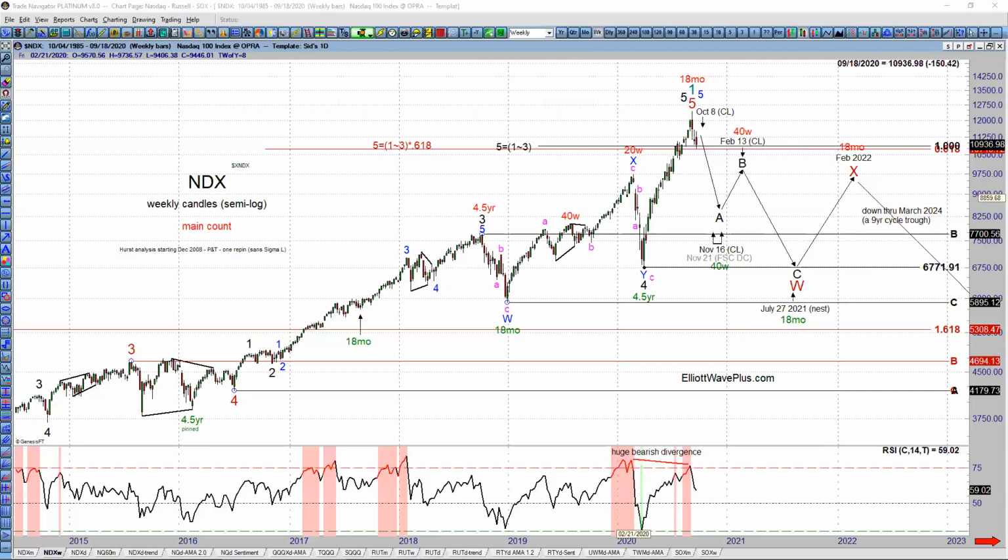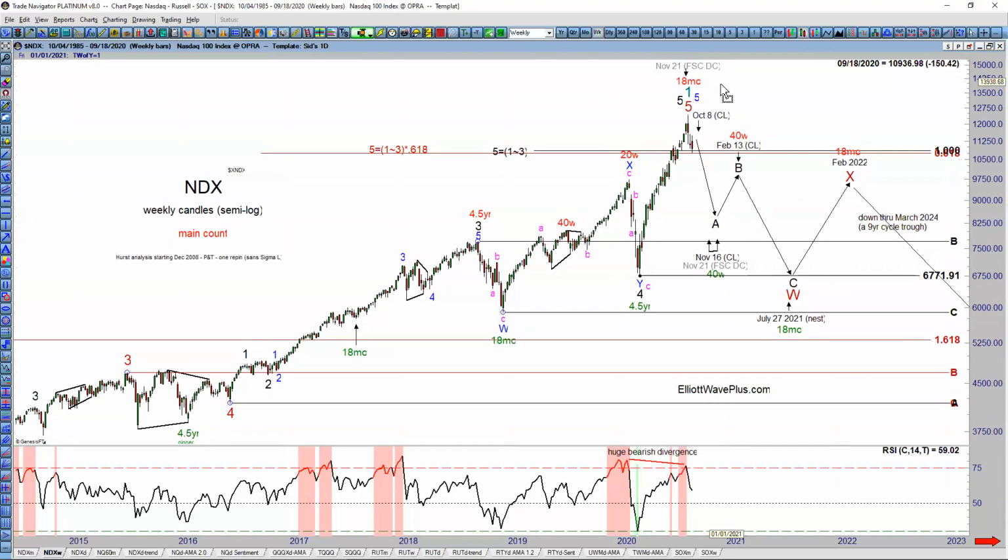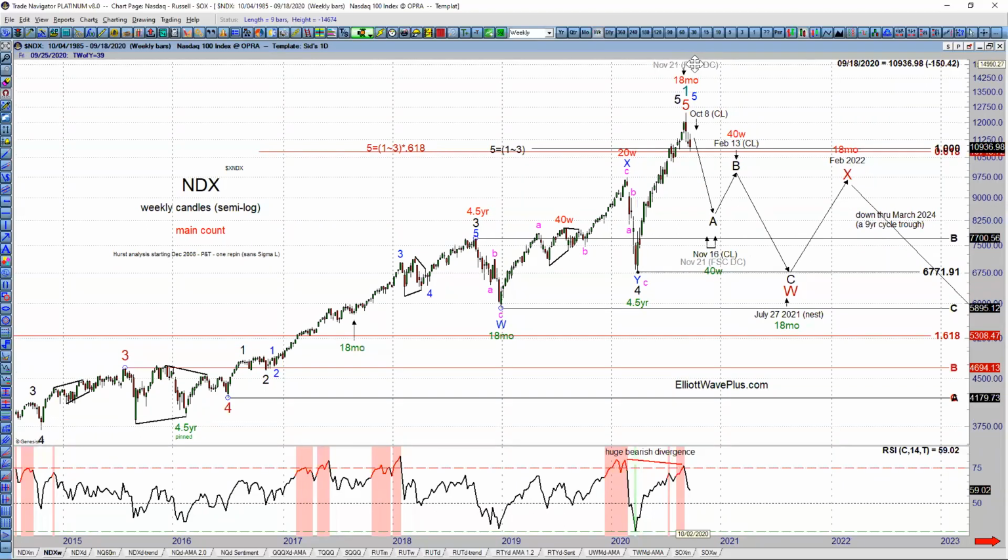And therefore, this expectation that it'll hold up till October 8. As a matter of fact, I need to put this date in here, August 28, so you have some additional reference.